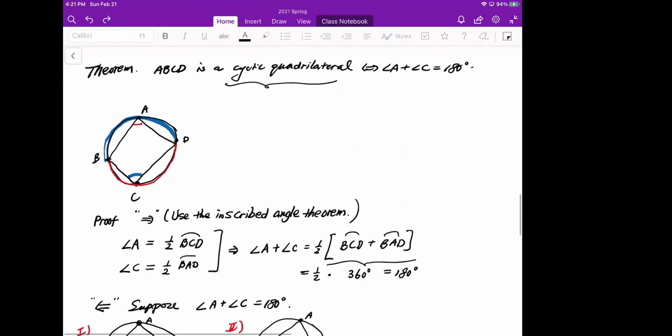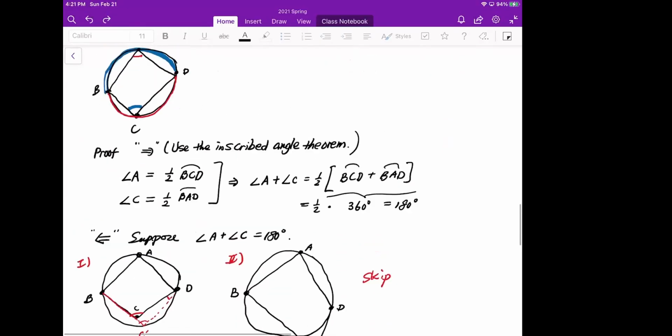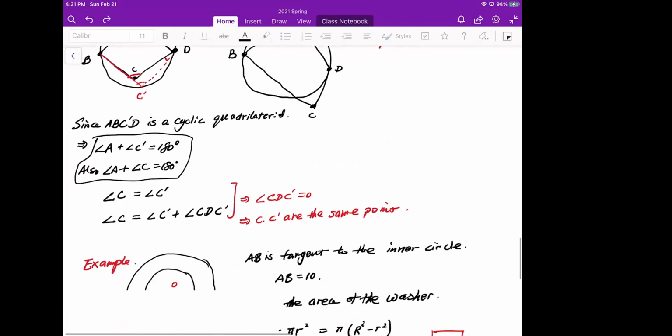And then we talk about the cyclic quadrilateral. And that's a very nice theorem. So if I have a cyclic quadrilateral, then the sum of the two opposite angles should be 180 degrees, right? And that's one way you prove this, and then you prove the opposite way, okay?